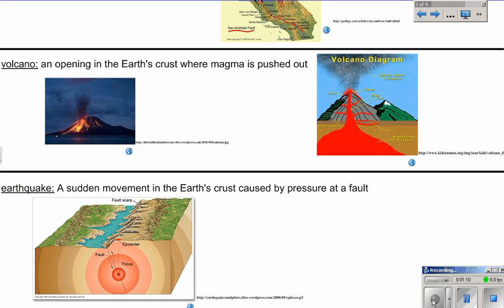The last term is earthquake, a sudden movement in the Earth's crust caused by pressure at a fault. The picture below shows the different parts of an earthquake. You can hit pause to learn those names that make up parts of the earthquake.